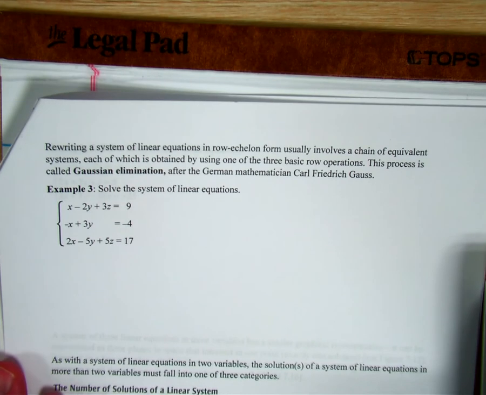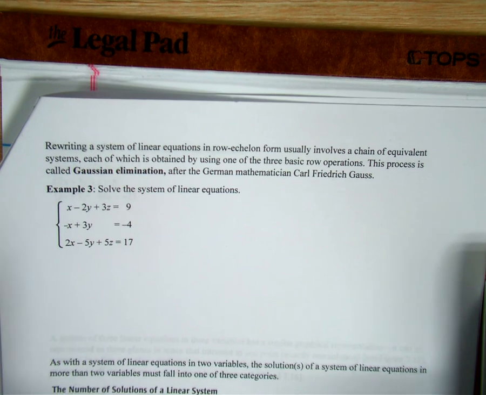Rewriting the system of linear equations in row echelon form involves a chain of equivalent systems. Each is obtained by using one of the three basic row operations. This process is called Gaussian elimination after the German mathematician Carl Friedrich Gauss. Okay, now for our first time, we're going to do one step at a time. And after you get used to this method, you could probably do step 1 and step 2 together at the same time.